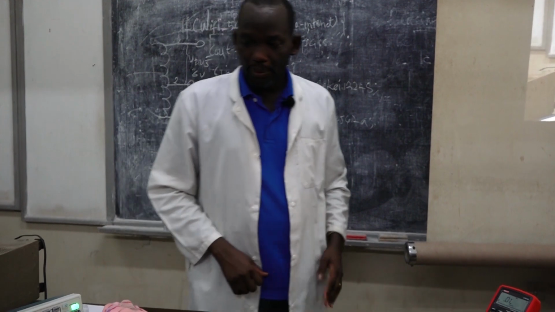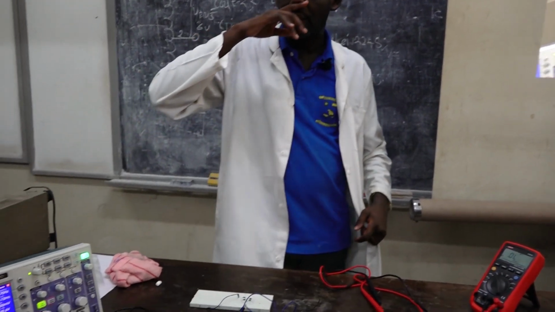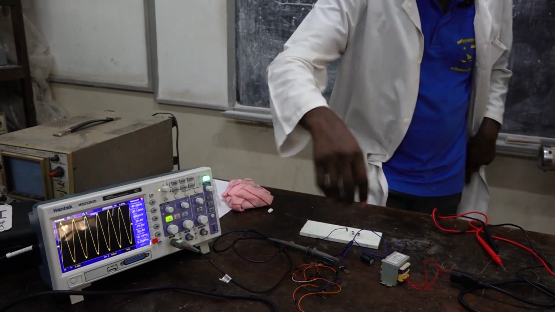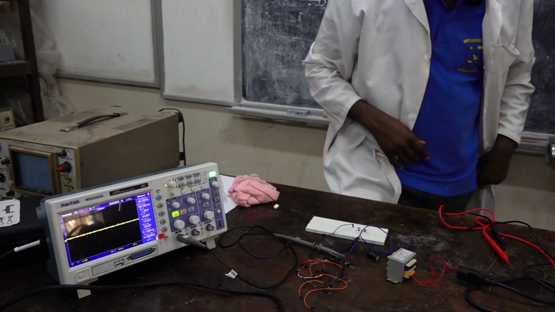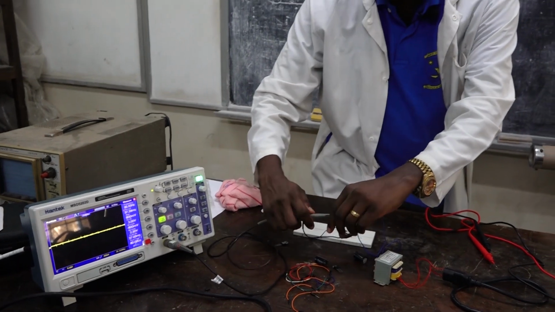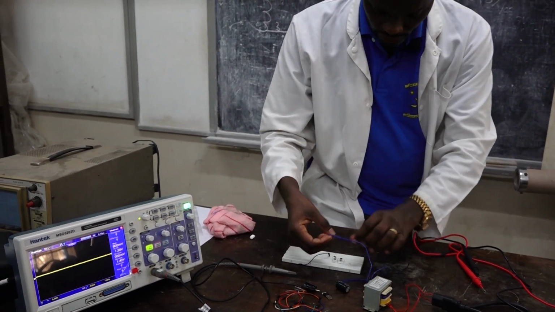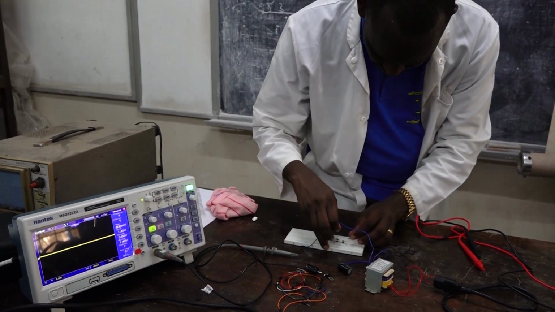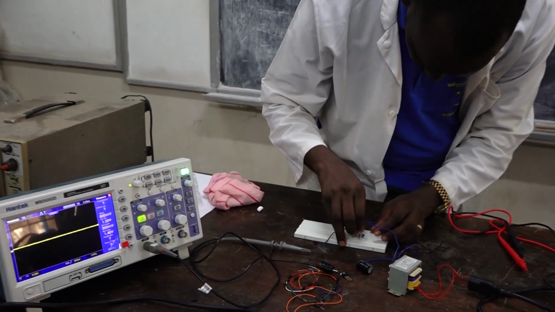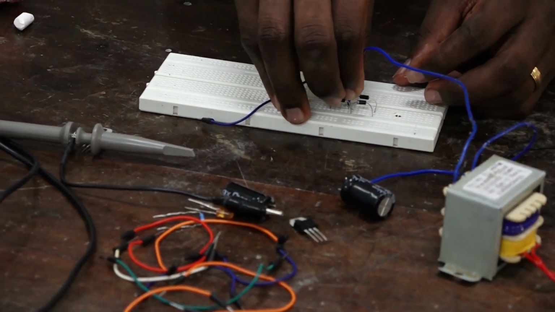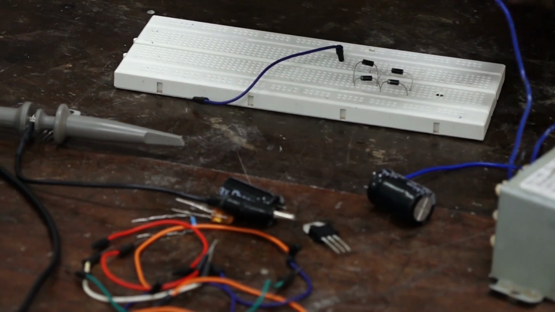So the next step, we come back to our oscilloscope. We still have our sinusoidal signal, so we can turn off our power. When we turn off our power, we disconnect our probe. Then we take this one and connect it at the anode and the cathode of the first and second diode.